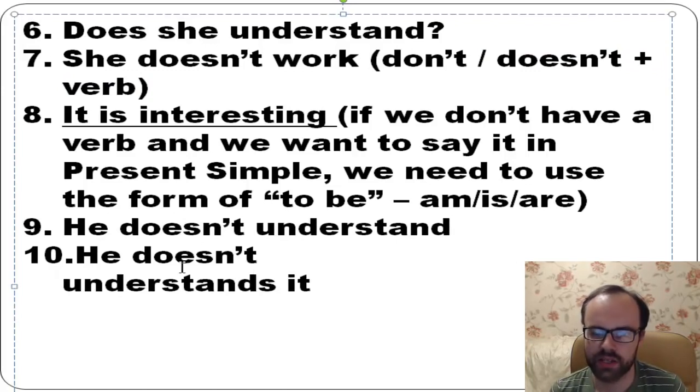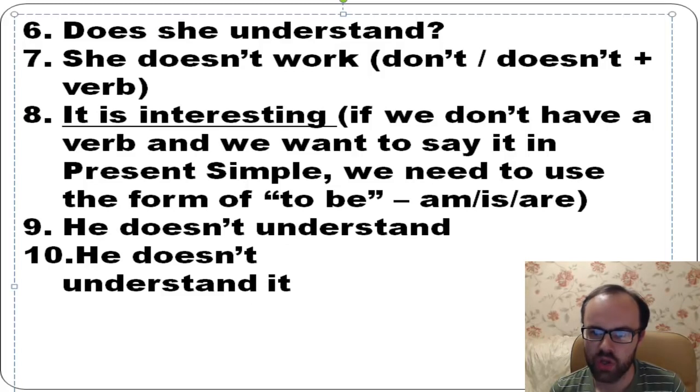Okay, next. And this sentence. He doesn't understand us. We talked about it. Yeah, so he, she, it doesn't, but we don't add s after the verb. He doesn't understand without s. Okay, so let's look at the sentences again. Does she understand? She doesn't work. Don't or doesn't plus verb.